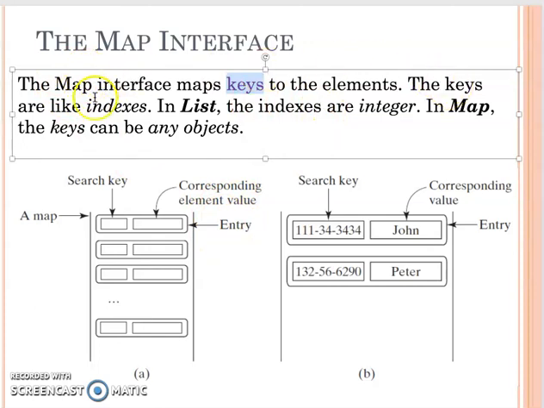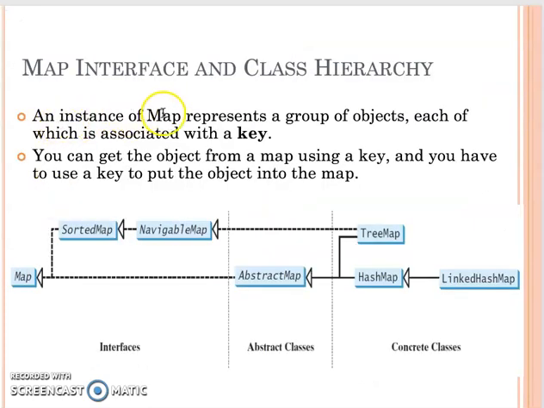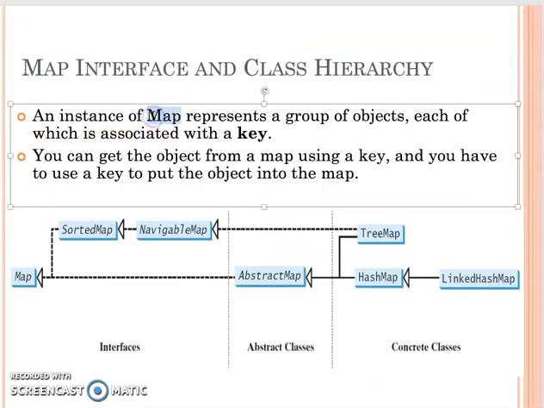The key works like the index in the array or array list, but the index can only be an integer. In a map, the key can be any data type object. So that's the interface for the map. Each map contains entries with a key and a data value. So here we have different kinds of map. We can have a sorted map, which is sorted according to the key.